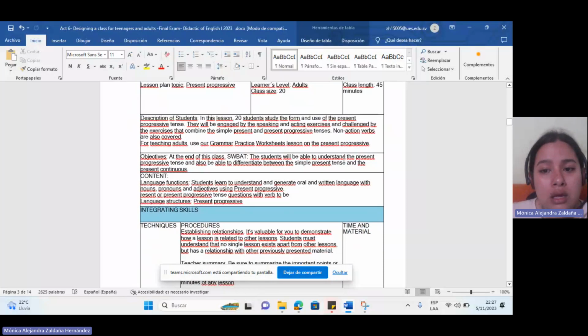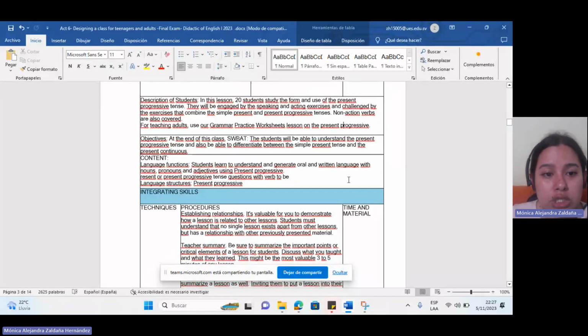The objective for this class: at the end of this class, the students will be able to understand the present progressive tense and also be able to tell the difference between the simple present tense and the present continuous.